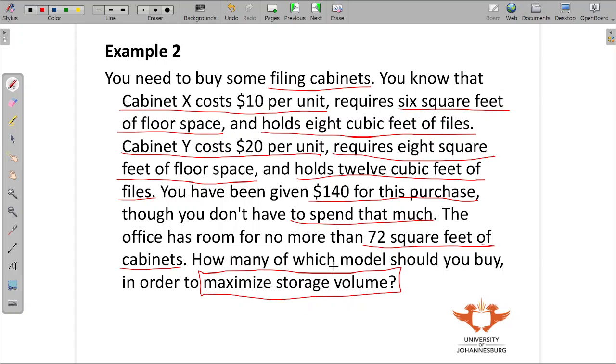It's very important for you to know what you are doing. Are you maximizing or minimizing? Here we can pick that we are maximizing. Okay, let's look at what is given. We have two cabinets, we have X, we have Y.